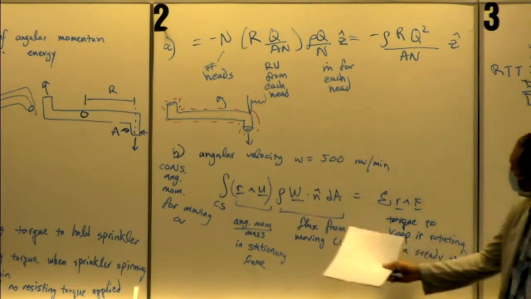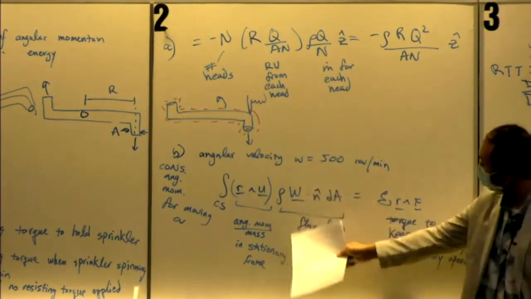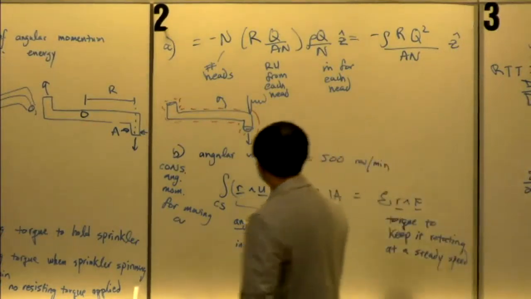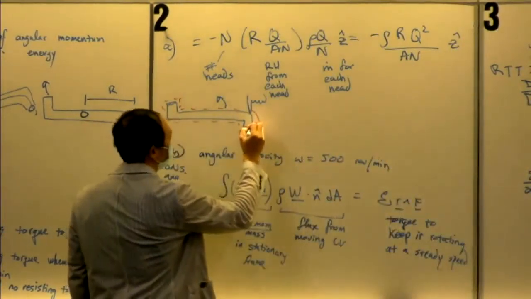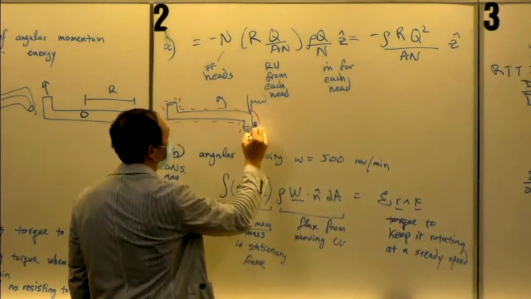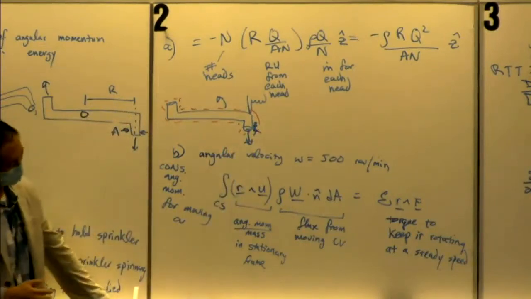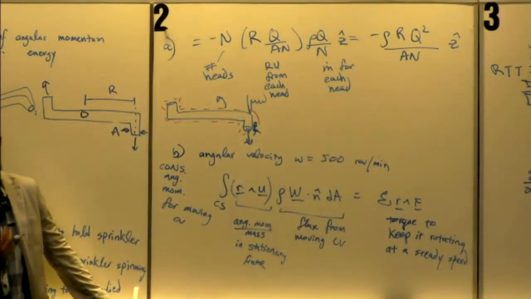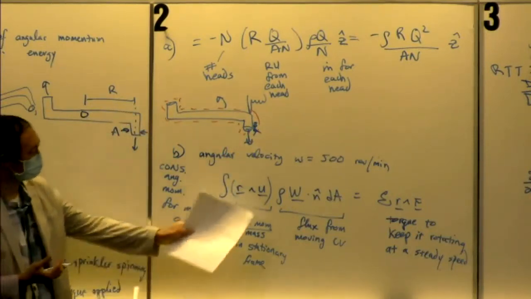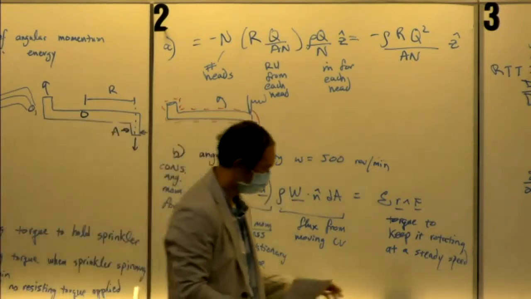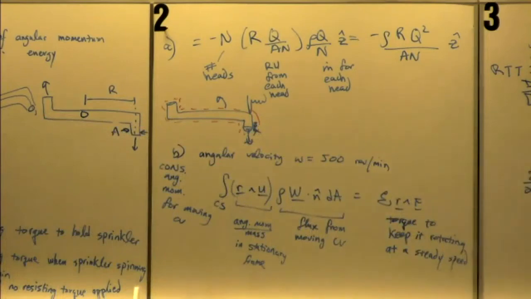But the key thing to realize is that this is the flux out of the moving control volume. Imagine you're an ant here, watching the fluid leave. That's the capital W, the relative velocity that you care about. Okay? So that's a big concept. If you get that concept, then this problem will not be that hard.